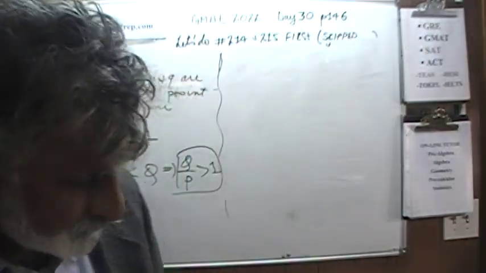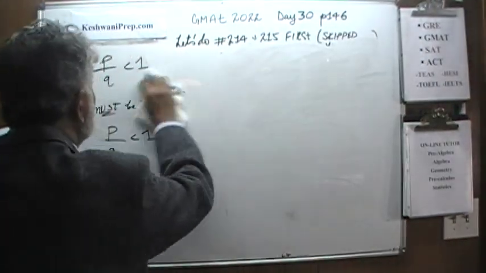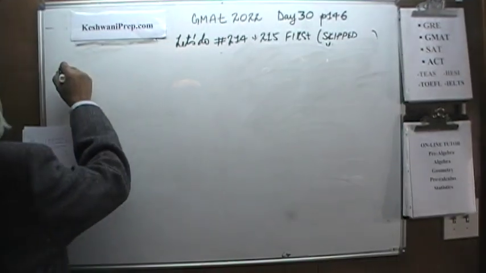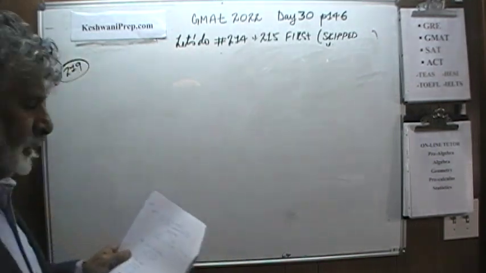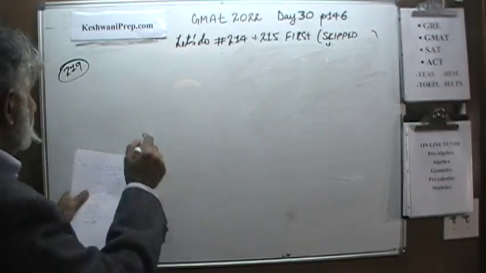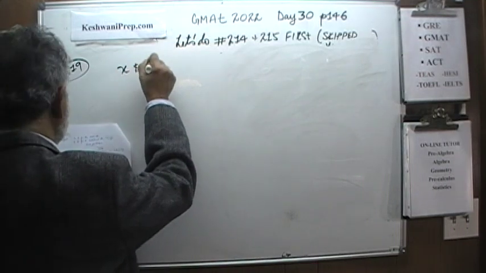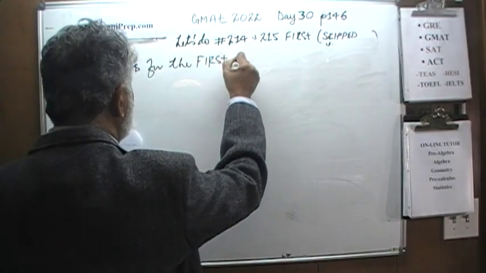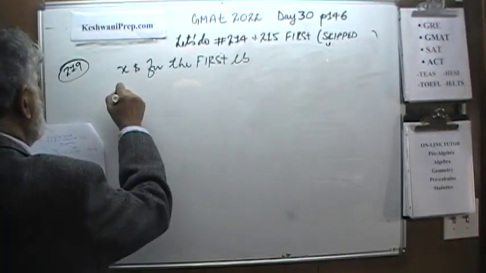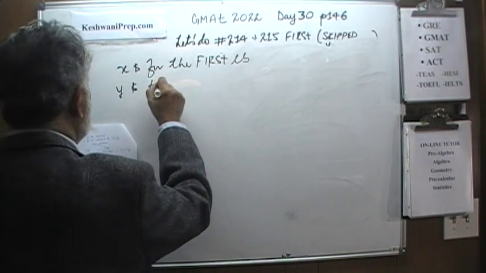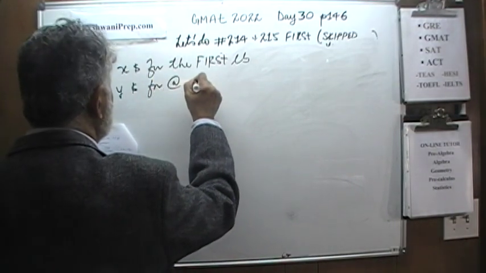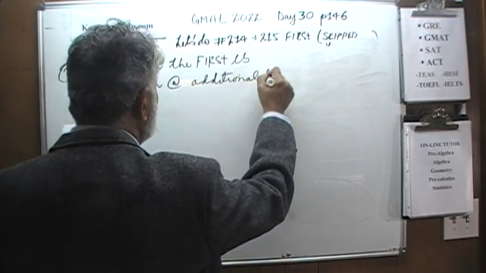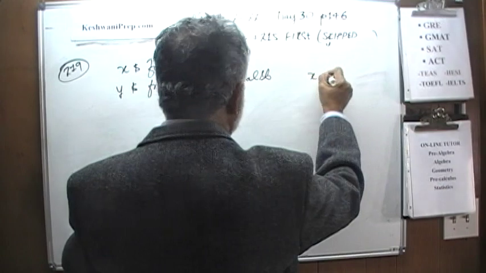219. In 219, we are told that we're going to mail a package. We are told that we're going to pay X dollars for the first pound, and then Y dollars for each additional pound. And we are told that X is more than Y.